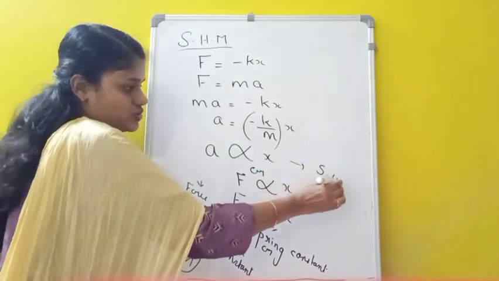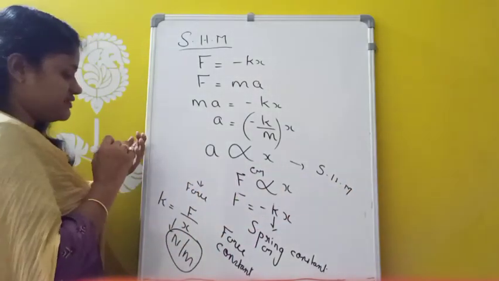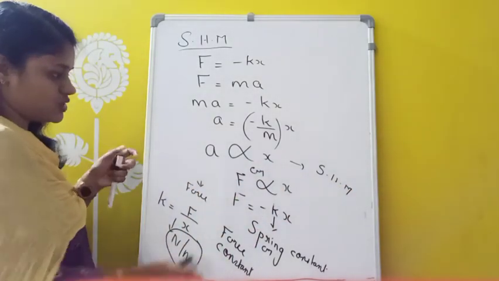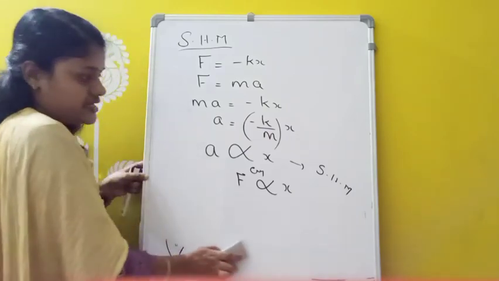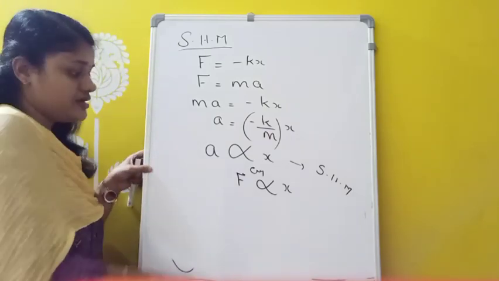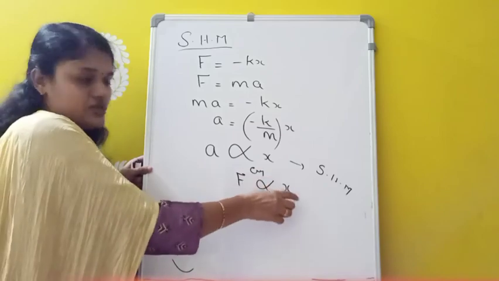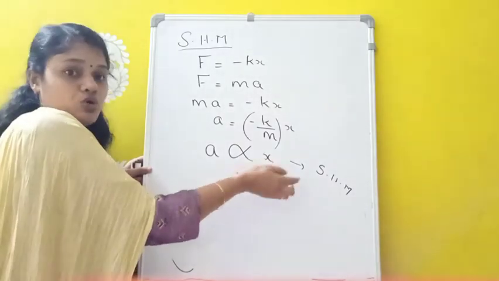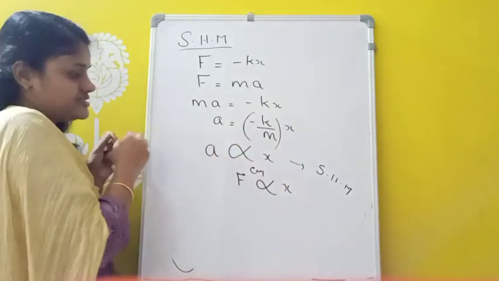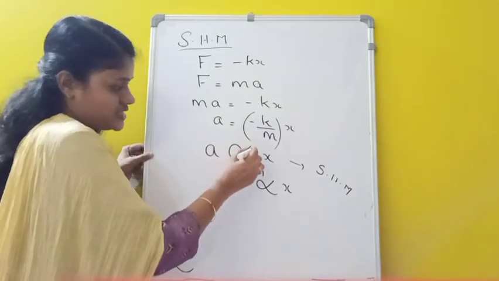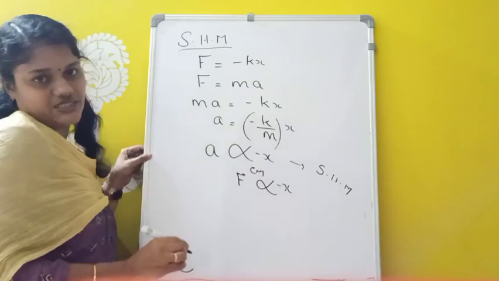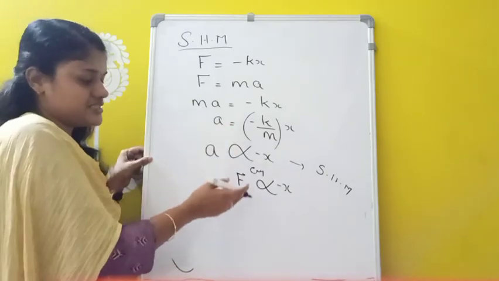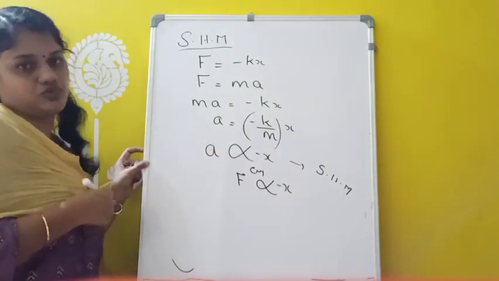Simple harmonic motion. Okay. So whenever a particle is executing simple harmonic motion, then at that time this acceleration is proportional to which quantity? Displacement, or we can say restoring force is proportional to displacement, but it is acting in the opposite direction of displacement. This acceleration is acting in the opposite direction of displacement, or force is acting in the opposite direction of displacement. So here this particle is executing simple harmonic motion.